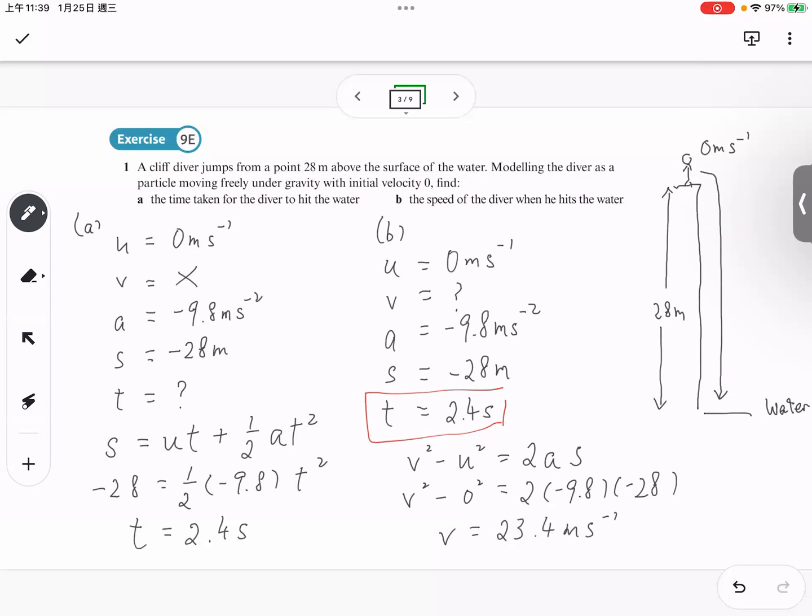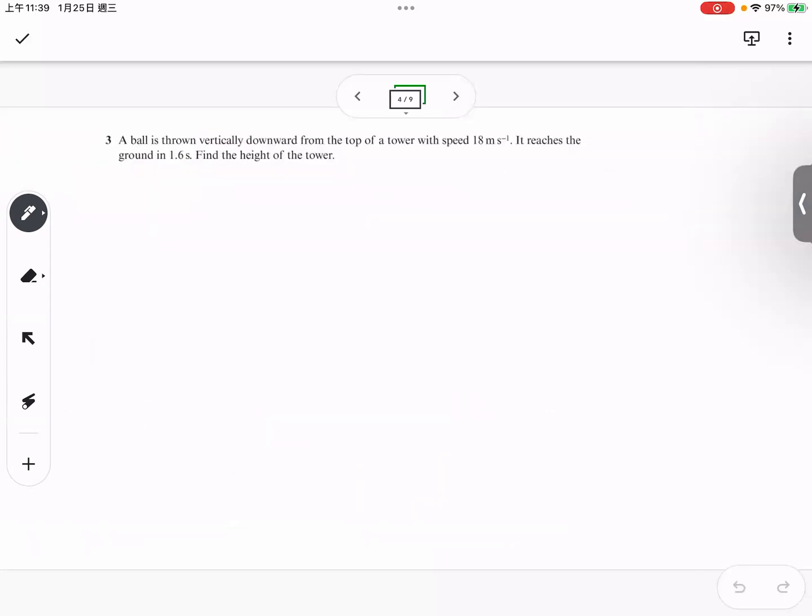Okay, now we will go to question 3. Okay, let's look at the question. This time, I only give you UVAST. Before you go on with the video, first of all, please draw the diagram of this question 3. Second, I want you to write down what information is given in these questions. Okay, now we are coming back.